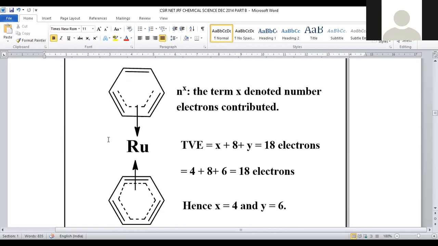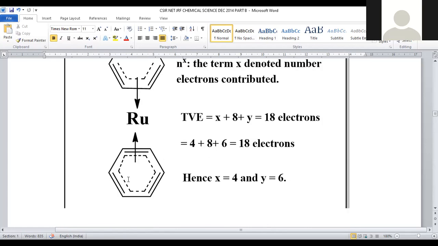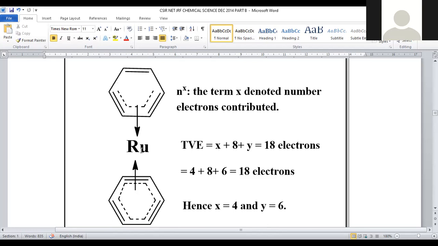Hapticity is nothing but the number of electrons donated by the given ligand. I'm taking two benzene molecules, and the central metal will be ruthenium. Here is a benzene, and here is also a benzene. One benzene is giving 4 electrons, and the second benzene is contributing 6 electrons, all the electrons present within the ligand being able to contribute towards the central metal.